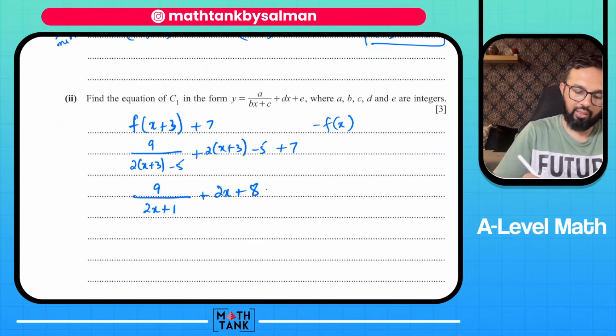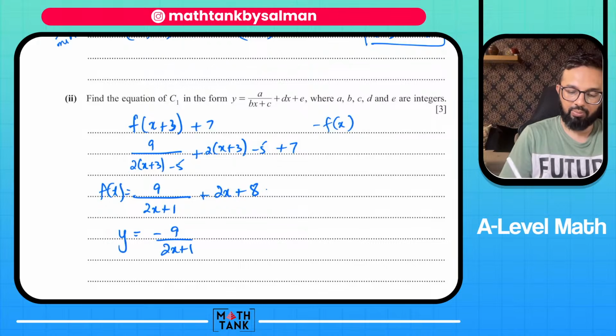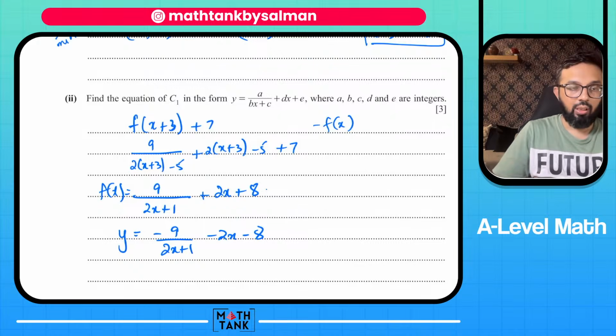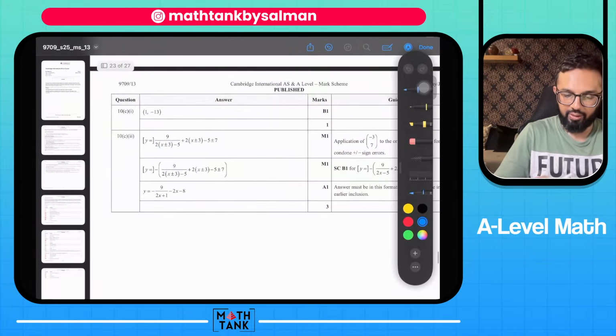Okay, and then I put a negative with all of this. So the curve is going to be minus 9 over 2x plus 1 minus 2x minus 8. I think that should be the correct answer. Yeah, that should be the correct answer.